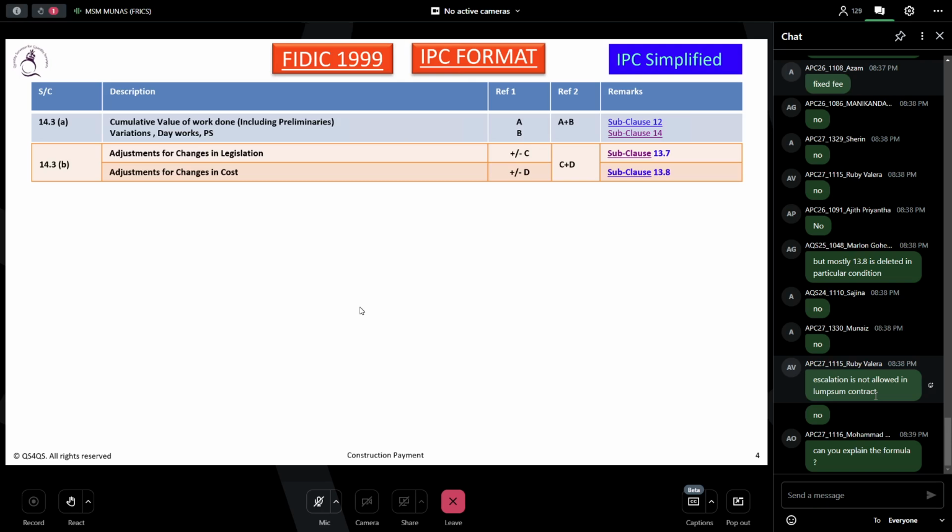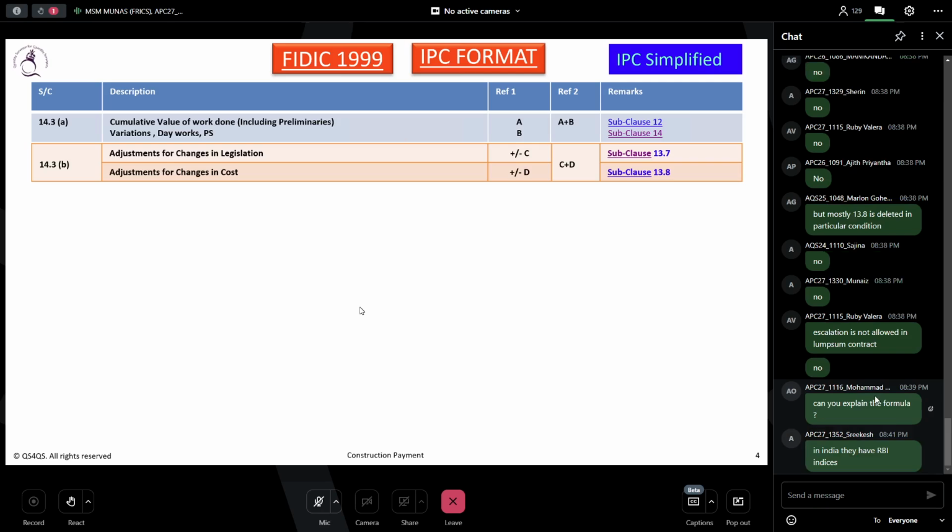Sometimes some countries or some places have this data available, but regardless of whether they have given the data or not, if it is mentioned as a fixed price contract, either lump sum or measure and value, then 13.8 will not come. All of the contracts are fixed price, mostly, yes. Just a question, because I never saw this table of adjustment. It's a price cost indices, we can say.